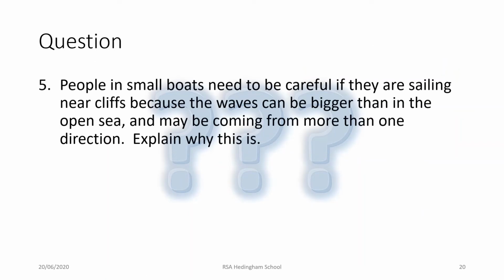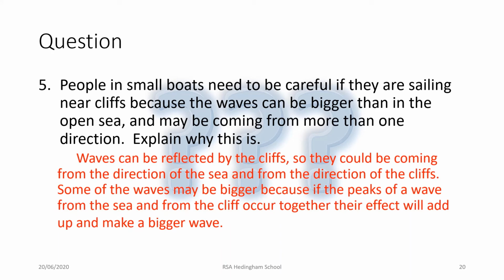Question number 5. People in small boats need to be careful if they're sailing near cliffs, because the waves can be bigger than in the open sea and may be coming from more than one direction. Why do you think this is? Well, the answer is that the waves can be reflected by the cliffs, so they could be coming from the direction of the sea and from the direction of the cliffs. Some of the waves also may be bigger, because if the peaks of a wave from the sea and the peak of a wave from the cliff occur together, their effect will add up to make a bigger wave.